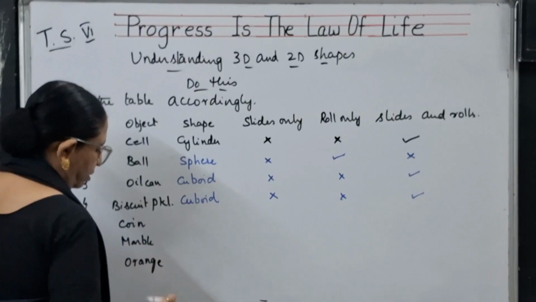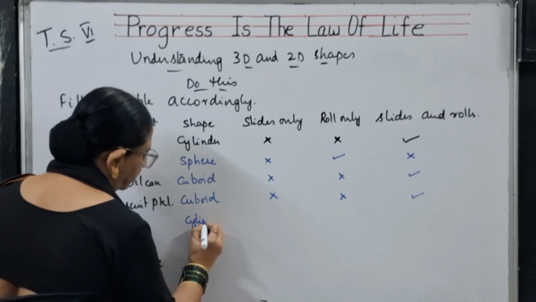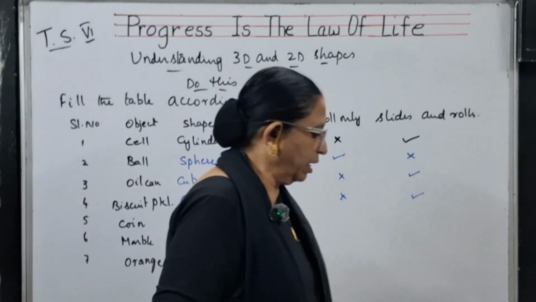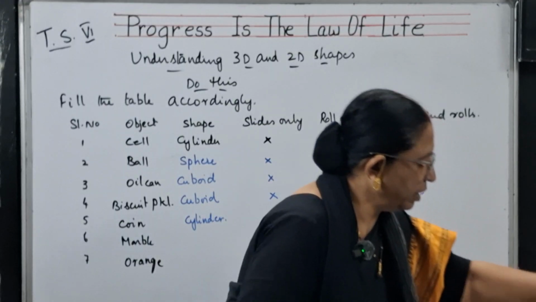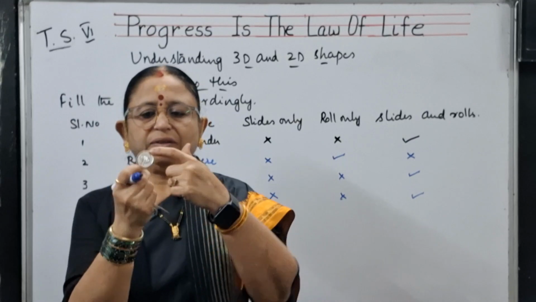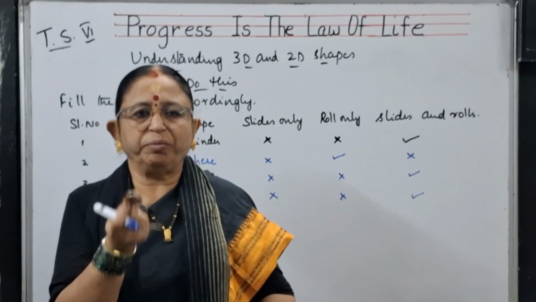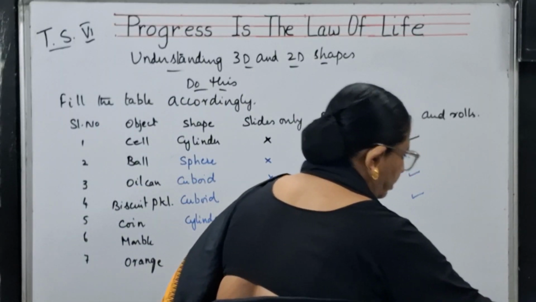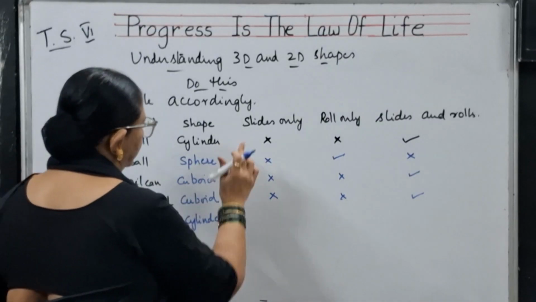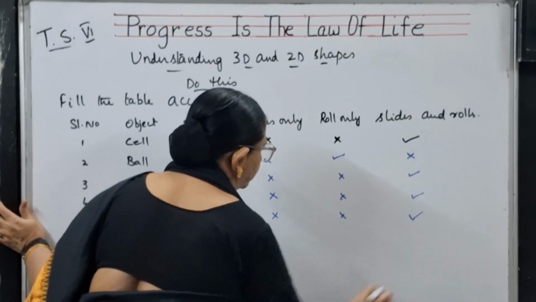And coin. Coin you can take as cylindrical in shape, children. When you take a coin, it has one surface here, one surface here, and a small thickness here. That small thickness makes it a cylindrical shape. Whatever small it is, it is cylindrical in shape. And in this cylindrical shape, you get slide only, not roll only or slide and roll.